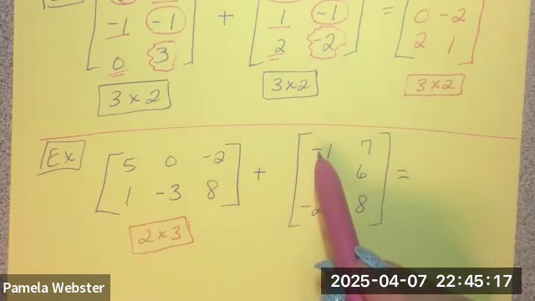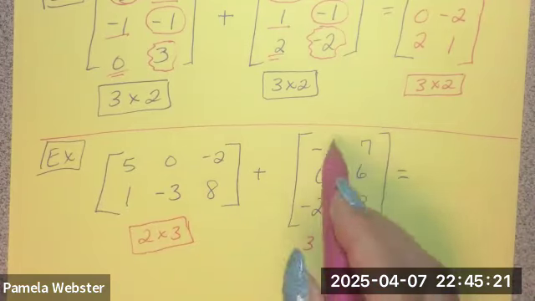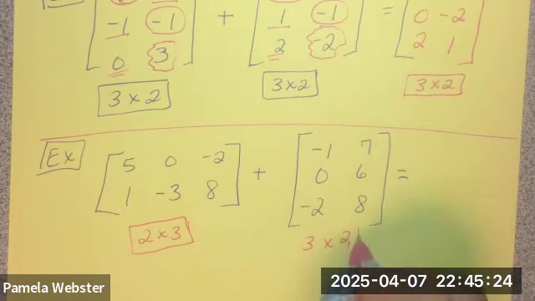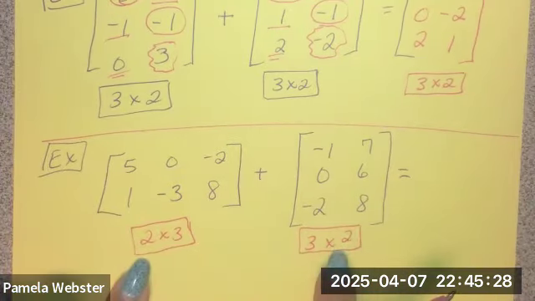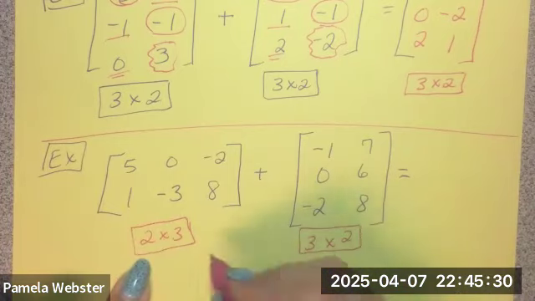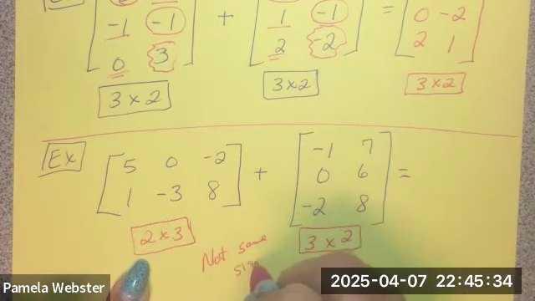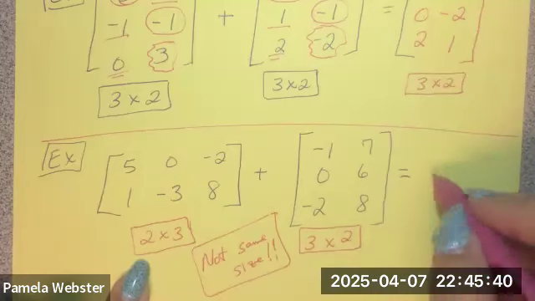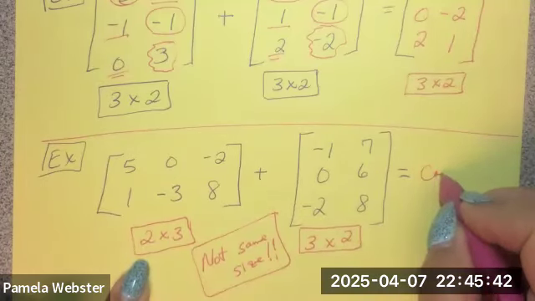The second matrix, how many rows? 1, 2, 3 by how many columns? 2. Okay, 3 by 2. Are those the same size? No, not the same size. Okay, can I add them? No. So what are you going to say? Cannot add.